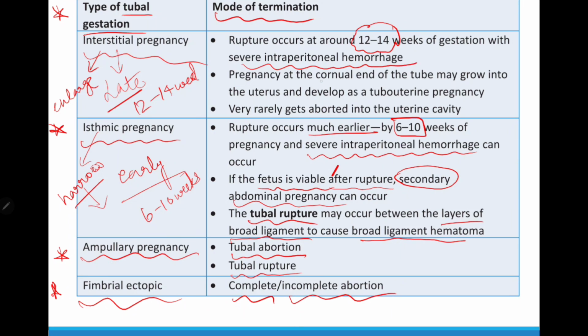And pregnancy at the cornual end of the tube may grow into the uterus. I am reading the reason: pregnancy at the cornual end of the tube may grow into the uterus and develop as a tubo-uterine pregnancy. So if the pregnancy is at the cornual end of the tube, it can grow into the uterus and result in tubo-uterine pregnancy. Very rarely it gets aborted into the uterine cavity. It's very rare.